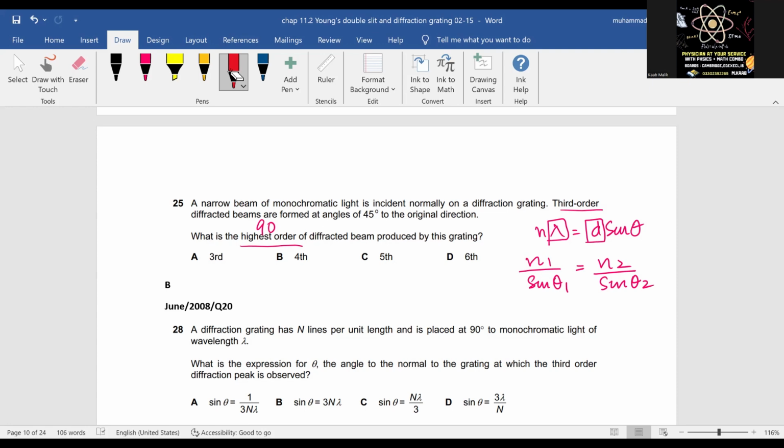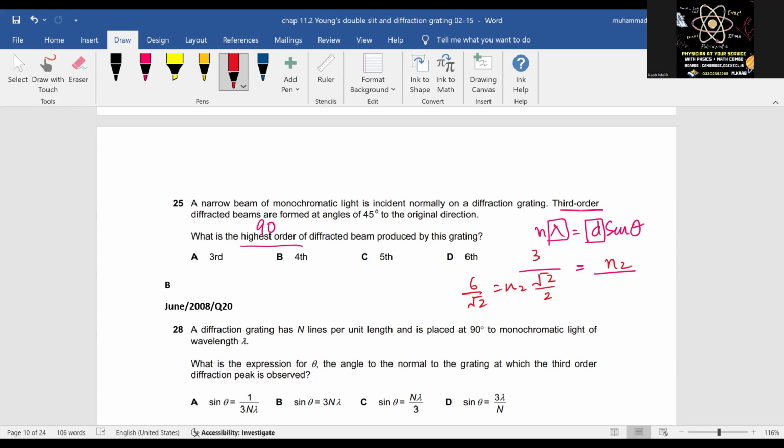So n1 is the third order, and theta 1 is 45 degrees, and n2 is unknown, and theta 2 should be 90 degrees, and sine 90 is 1, so you can just replace it. 3 over sine 45, which is root 2 over 2, so if you take it up, it will be 3 times 2 over root 2 is equal to n. So what is the exact value of it? That's 3 root 2.